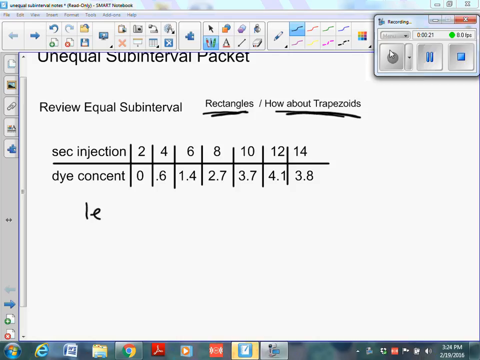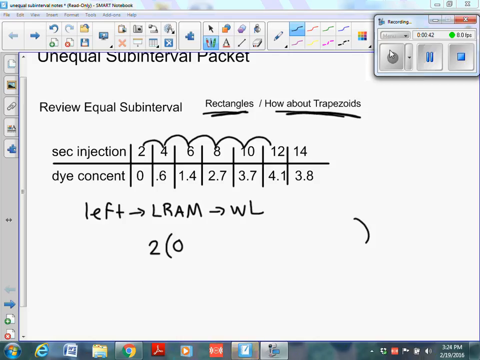So if you do the left, or the left rectangular approximation method, it's width times length. The widths you can see are all the same. They're all 2's. And then if you do the left, you take all the numbers except 3.8. And when you add that up, oh, I didn't add it up, sorry. But that's how you do the left one.